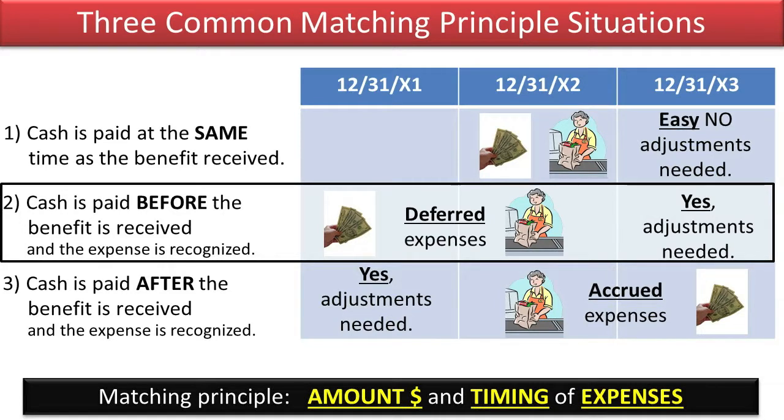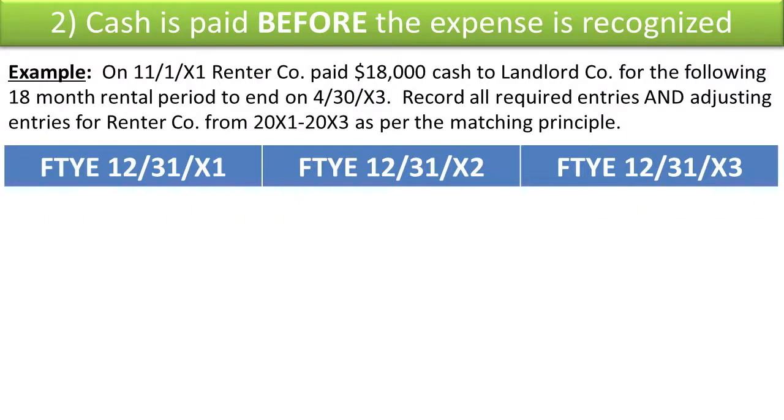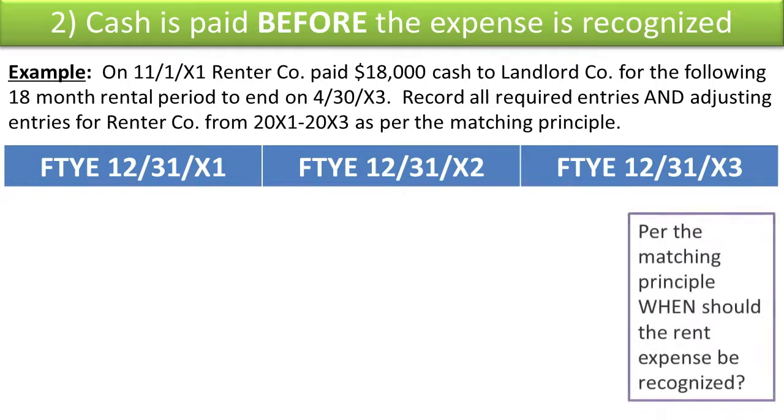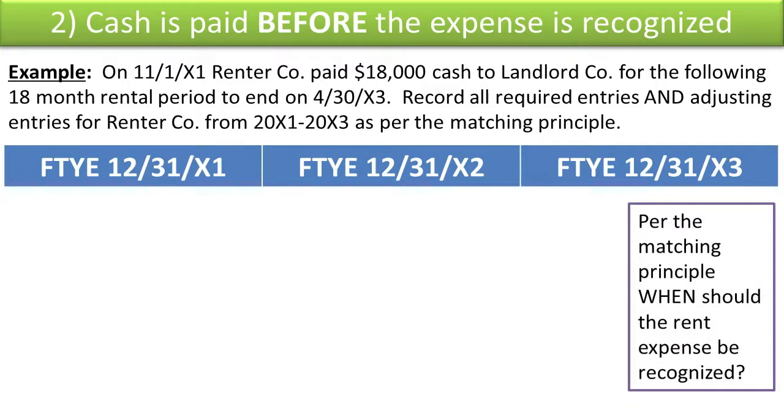These are deferred expenses. Example: on November 1st, X1, Renter Co. paid $18,000 of cash to Landlord Co. for the following 18-month rental period to end on April 30th, X3. Record all required entries and adjusting entries for Renter Co. from 20X1 to 20X3 as per the matching principle. Per the matching principle, when should the rent expense be recognized?